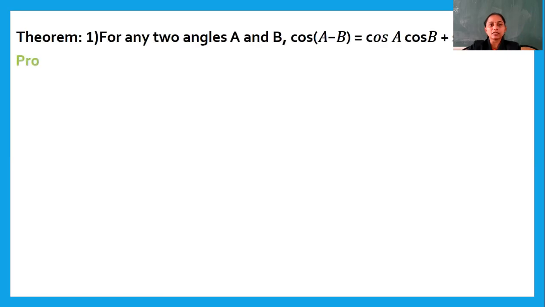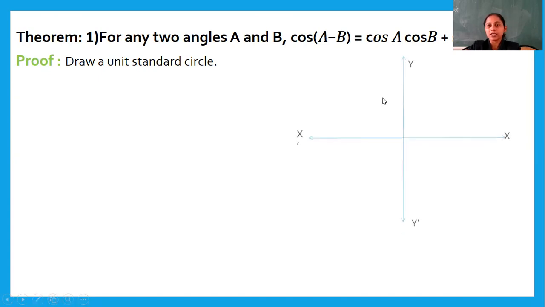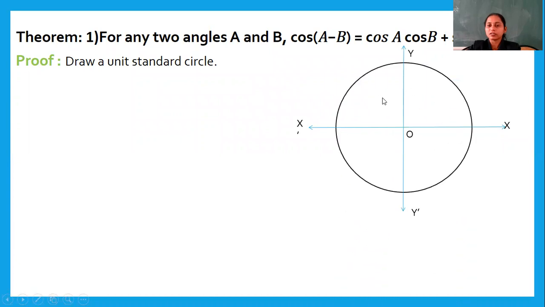For any two angles A and B, cos(A minus B) is equal to cos A cos B plus sin A sin B. For writing the proof of this theorem, firstly, I am drawing the standard unit circle. A standard unit circle is the circle whose center is at the origin and having radius 1. Let's draw. This is the standard unit circle. So this point is (1, 0) as the radius is 1.